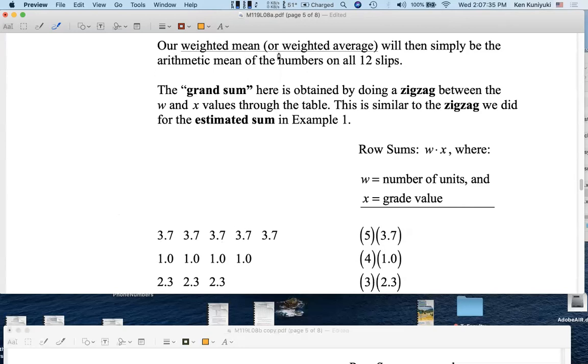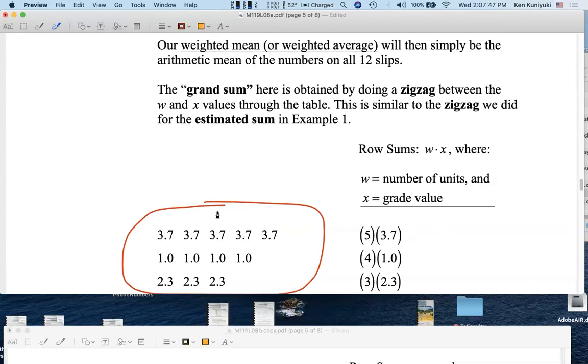So our weighted mean, or weighted average, will then be what we get when we take the numbers on these 12 slips of paper, add them up, and divide by, not by 3, but by 12. We have 12 numbers on 12 slips of paper. We get the weighted mean, or weighted average, by adding up the 12 numbers and dividing by 12. And that'll be the grand sum.